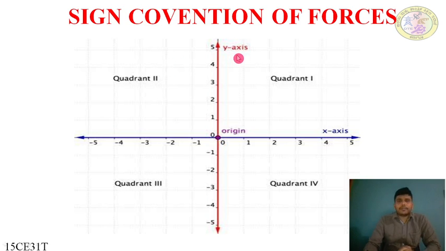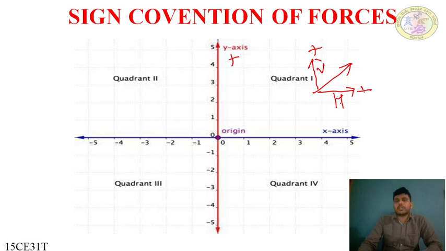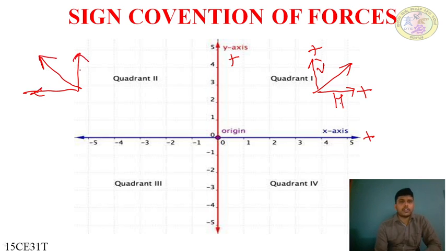Here in quadrant 1, forces will be split in two perpendicular directions, one vertical and one horizontal. Here vertical will be positive because the y-axis is positive, and horizontal is also positive in the first quadrant. In the second quadrant, the force will be in this direction, with horizontal and vertical components. The vertical component is positive and the horizontal component is negative.